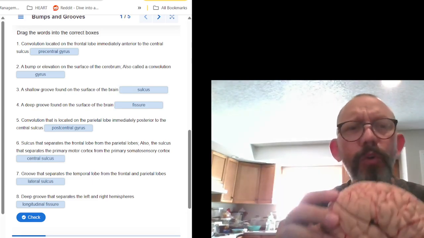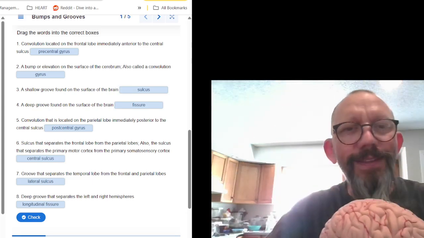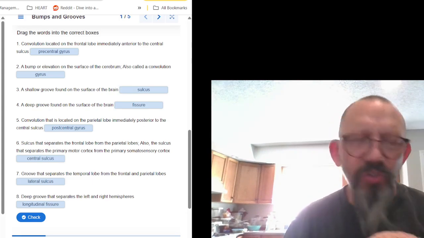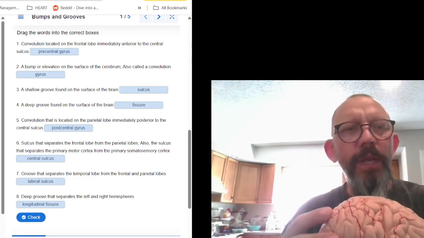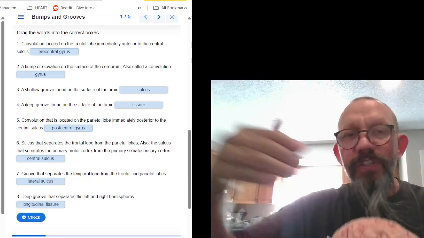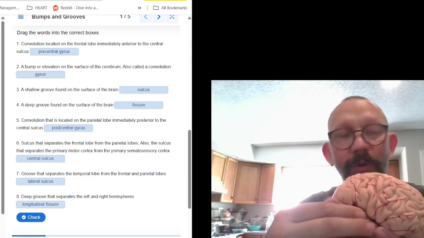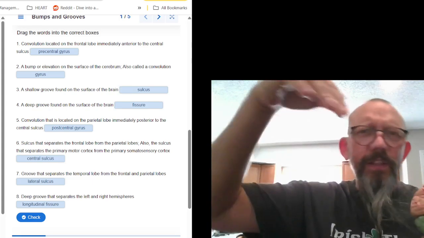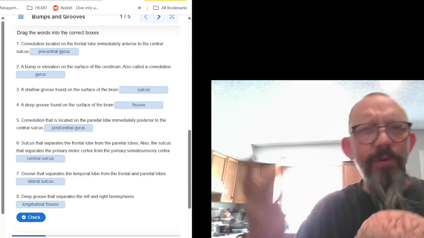The next one, a shallow groove, any of the indentations on these guys, is called the sulcus, right? Something like sulk. Someone's sulking, they're sad. A deep groove found on the surface of the brain, and deeper, there's a big giant one through here, is called a fissure, okay? Like a fissure, climbers fell into the fissure in the ice and had to be rescued.